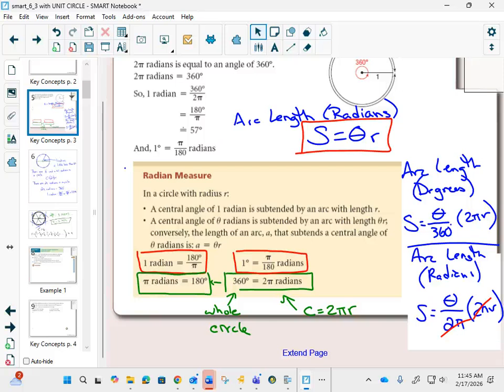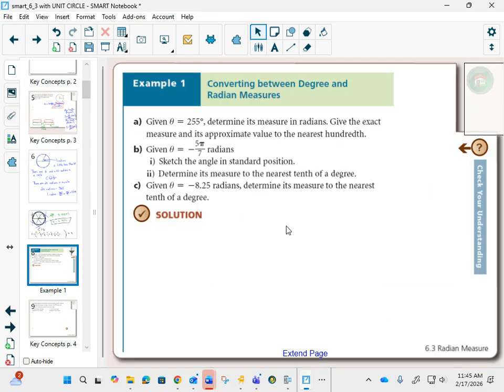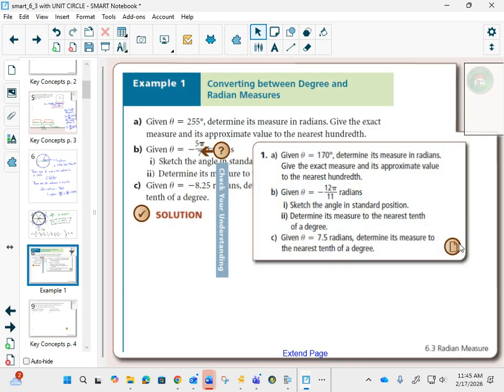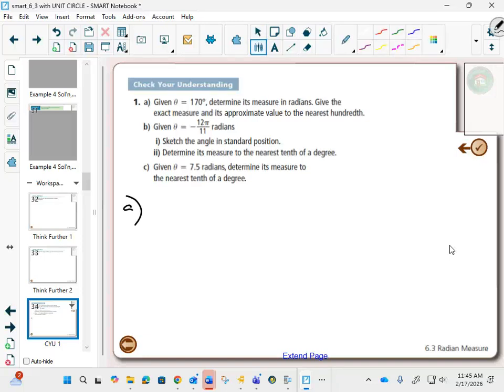And we're ready for example 1. So to start, we want to get used to working in radians. So given 170 degrees, can you change this to radians?